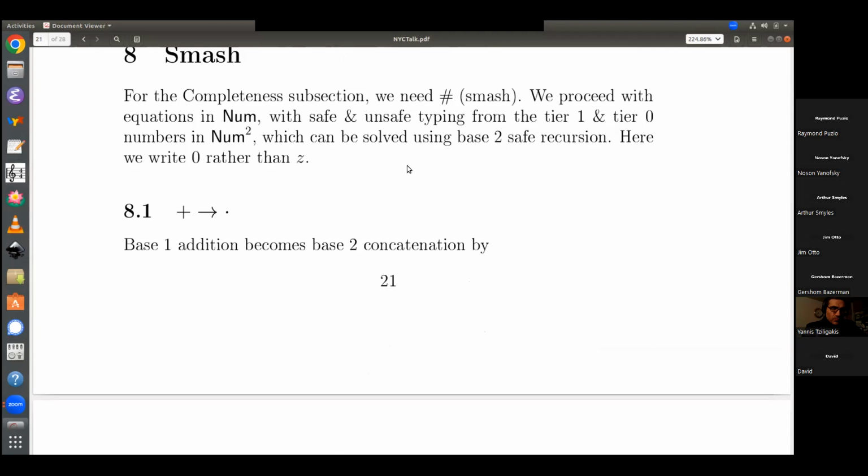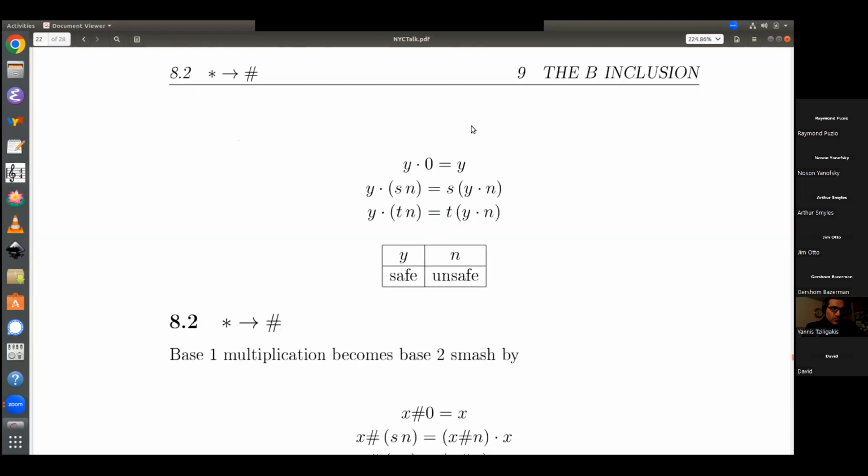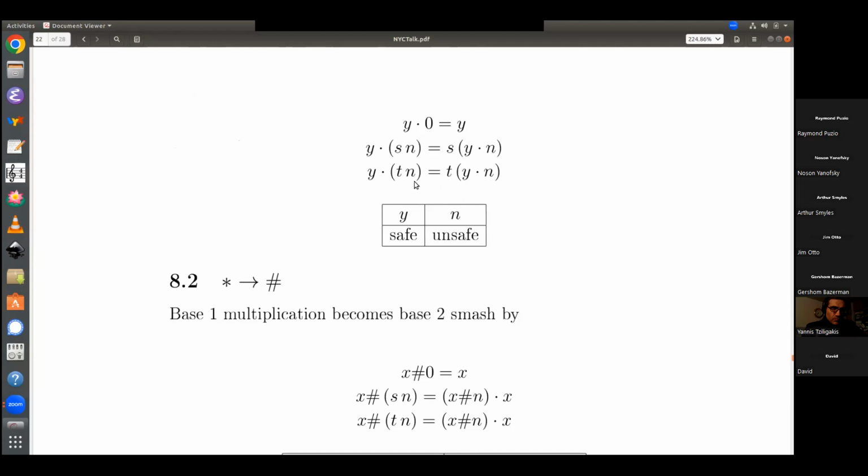Yeah, so the part of how I'm able to run the machine long enough is that the function going into that GN has to be big enough. And the crucial thing there is an idea of smash, which is the base 2 analog of base 1 multiplication. So base 1 addition becomes base 2 concatenation by using safe recursion to solve this equation. And here, because of the definition of safe recursion, these things are tier 1, but Y is necessarily tier 0. So when you solve this with safe recursion, what you're doing is concatenating the digits of Y and N together.